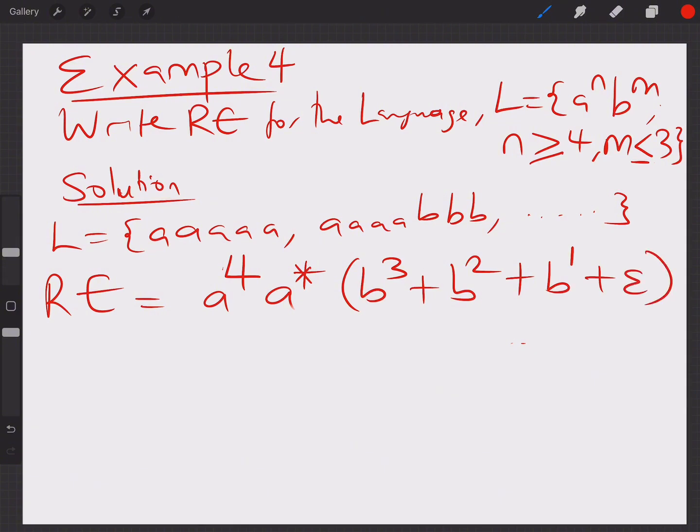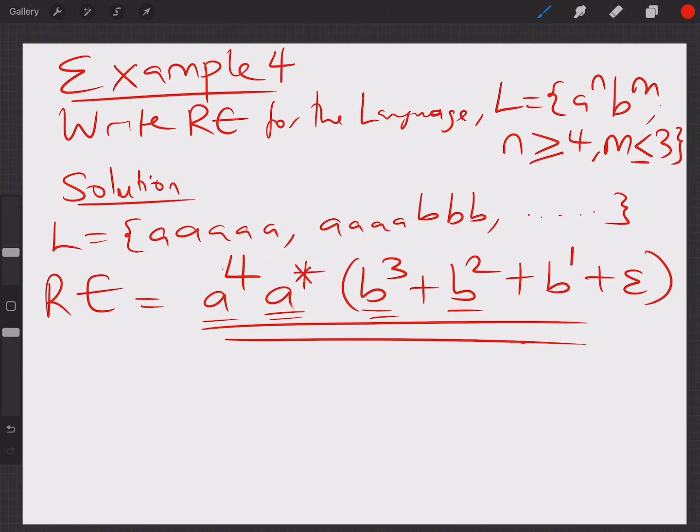This is the answer. To explain, A has the length of 4, which is the minimum requirement, and can have 0 or more extra A's. B can have the length of 3, or the length of 2, or the length of 1, or nothing at all. That is the answer to this question.